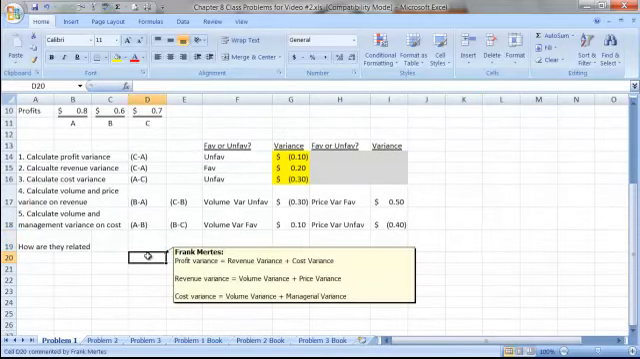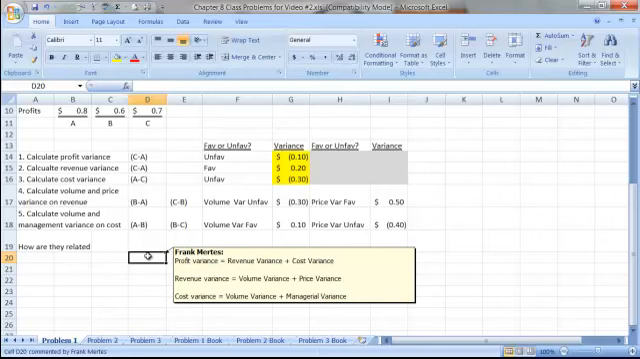Okay. So it's just like we said earlier, profit variance is the revenue variance plus the cost variance, and we proved that out. And now the revenue variance is equal to the volume variance and the price variance, and the cost variance is equal to the volume variance and the managerial variance. See how they're all related, and that's very important, because when you calculate this, you can double check and see if they equal what you thought they were supposed to.